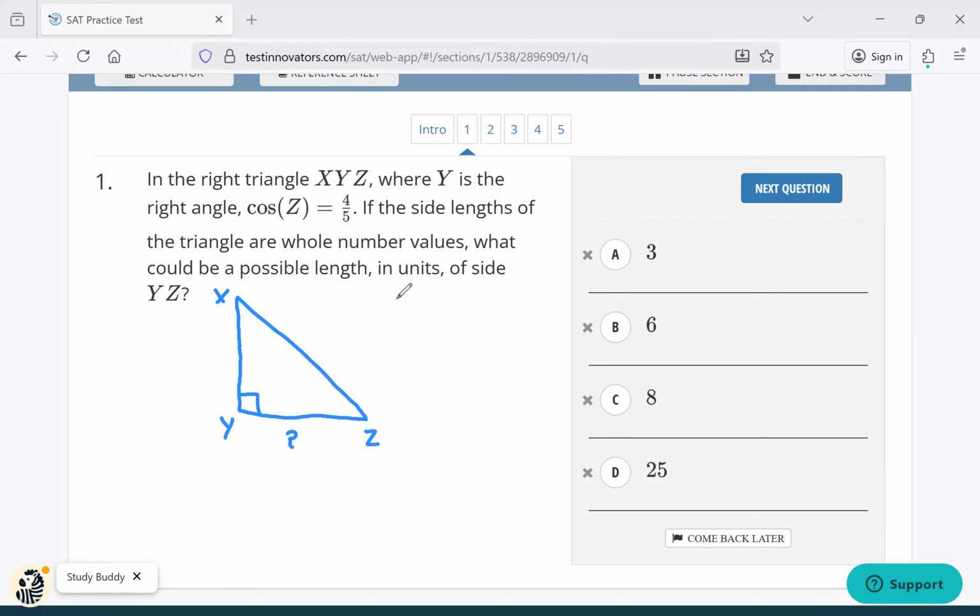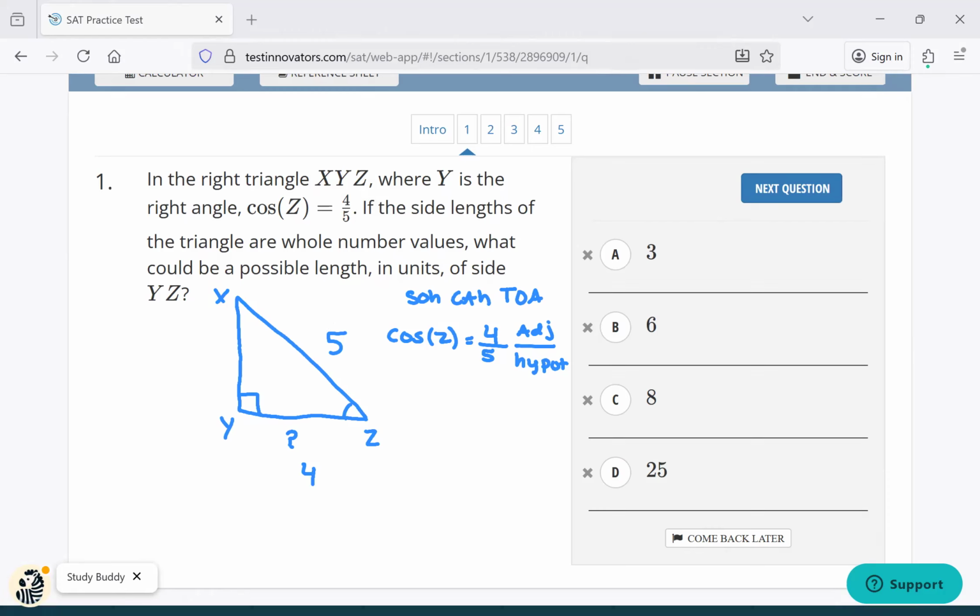Now, I know what you're thinking. If you did SOHCAHTOA, they give you one piece of information: cosine of Z is positive 4/5. Cosine is the adjacent over the hypotenuse. So if you look at angle Z, adjacent is 4 and the hypotenuse is 5.